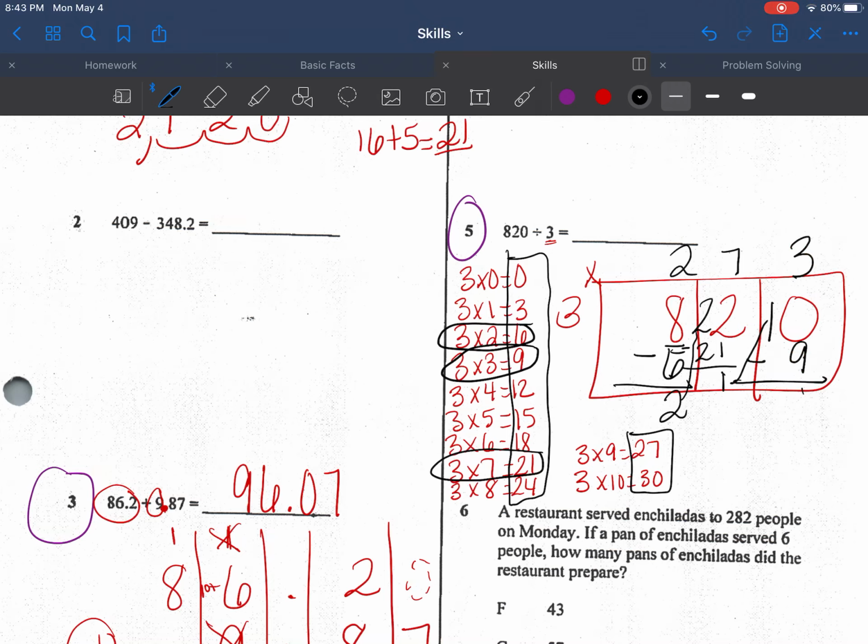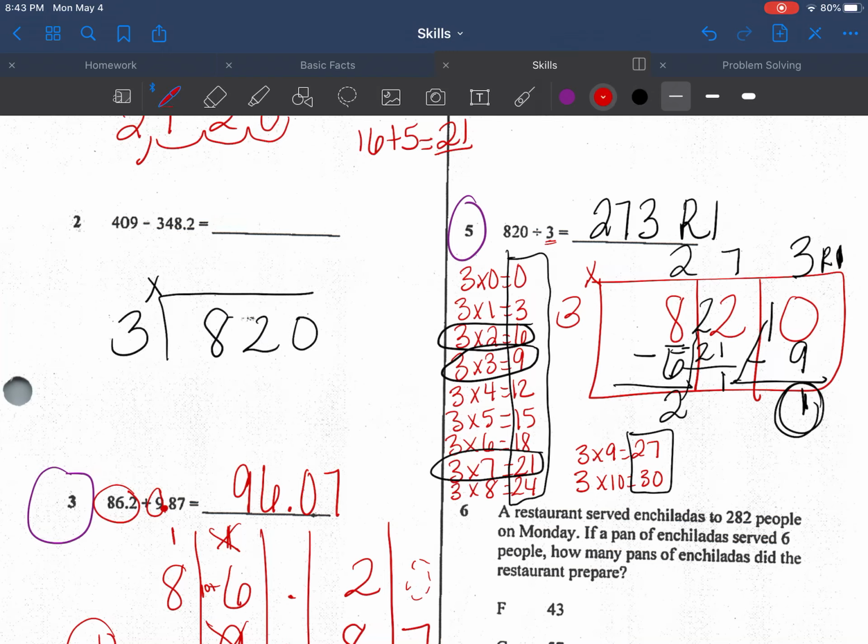Bring up, so now I have 10. I don't have a 10, but I have a 9. So 3 times 3 equals 9. 10 minus 9 equals 1. So this becomes my remainder 1. So my answer is 273, remainder 1.